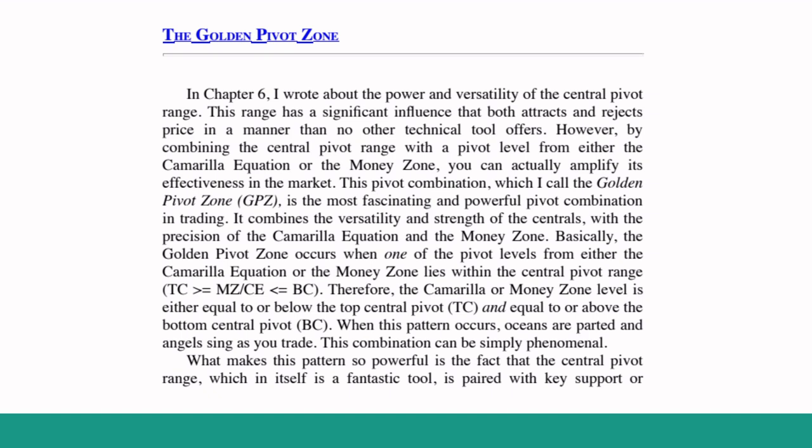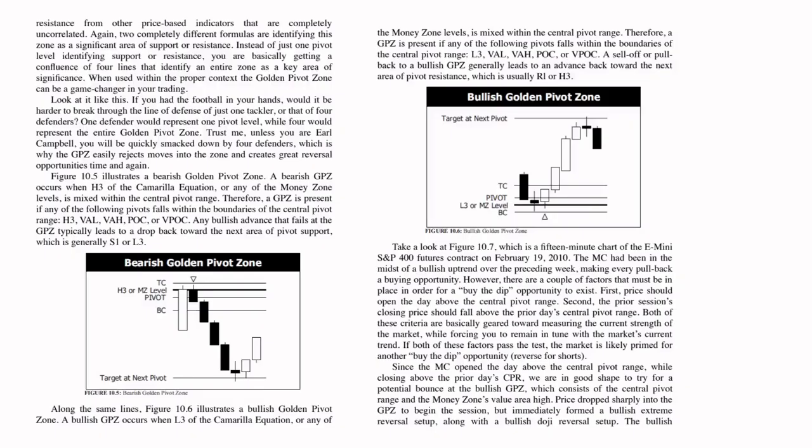Clear? So moving on to this video now, I discussed golden pivot zone, and I also discussed bearish golden pivot zone and bullish golden pivot zone. Whenever H3 is lying within the CPR, it is called a bearish golden pivot zone. Whenever L3 is lying within the CPR, that is called the bullish golden pivot zone. Now, what are we going to discuss?